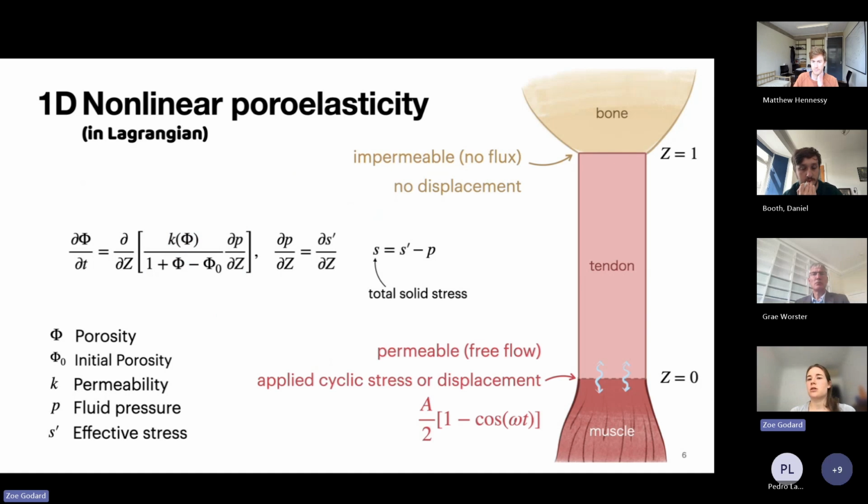As for the boundary conditions at the bone, we're imposing no flux, and we're going to assume that it's impermeable there, and there's no displacement. That's because the bone is a lot stiffer and a lot denser than the tendon.